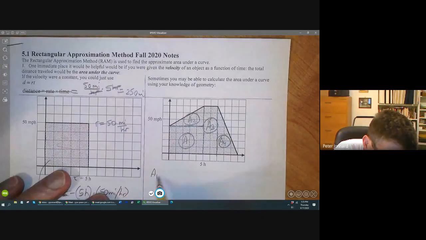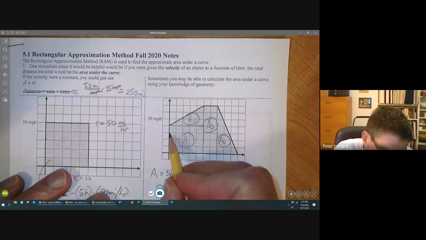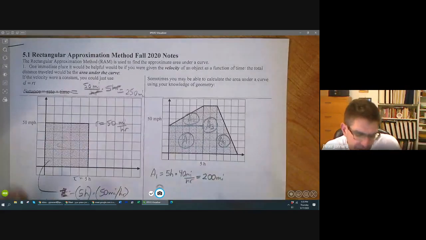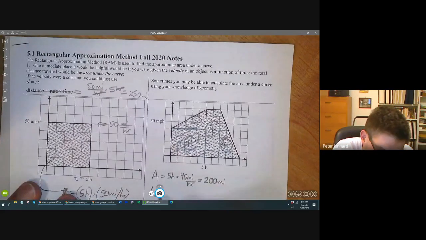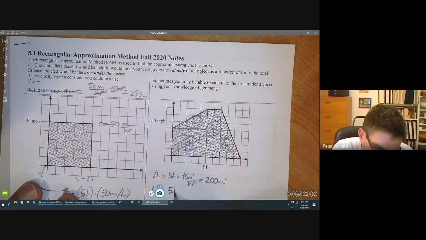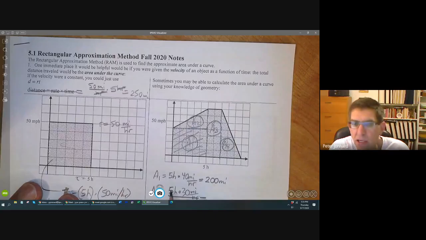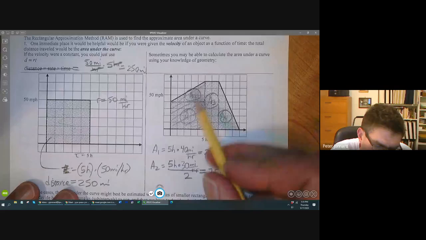So area 1 is equal to the base, 5 hours, times the height, 10, 20, 30, 40 miles per hour. And that equals 200 miles. So this area under here represents 200 miles that this thing has traveled, okay? Area 2 is base times height over 2. So what's the base of this? Well, it's 5 hours again, times the height of this is 10, 20, 30 miles an hour. And then I divide that by 2. And what would that be? 150 divided by 2, 75 miles. So that takes care of area 2.